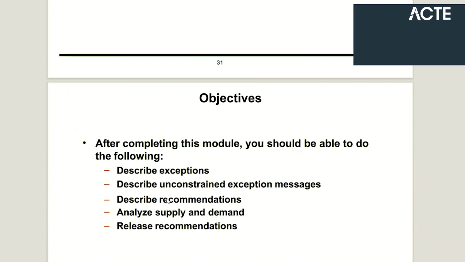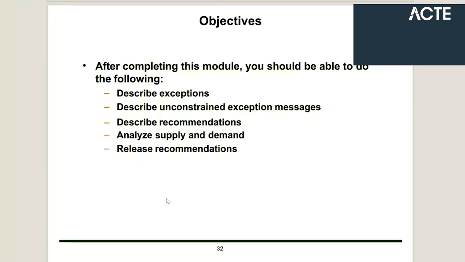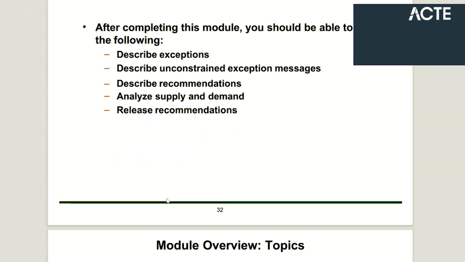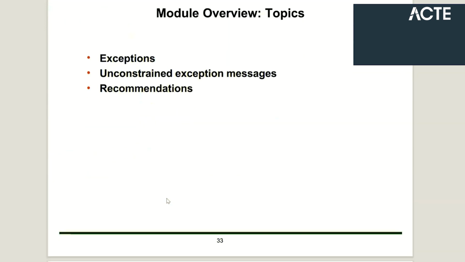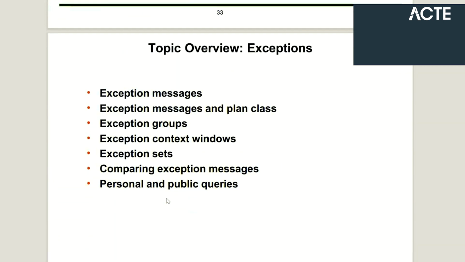Continue. Okay. So after this, you write the exceptions, you write the recommendations, and you have to specify all those things, why we are doing what, and then you have to do the supply and the demand. So exceptions, unconstrained exceptions, recommendations.